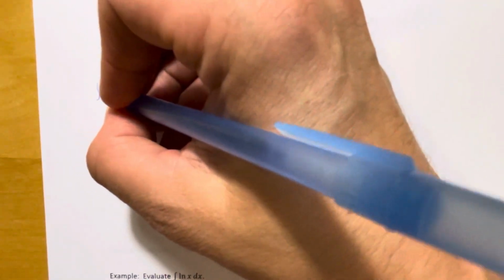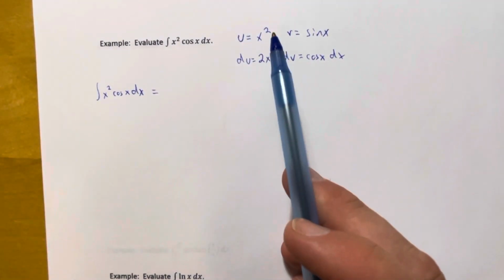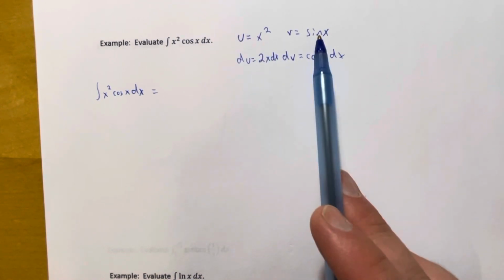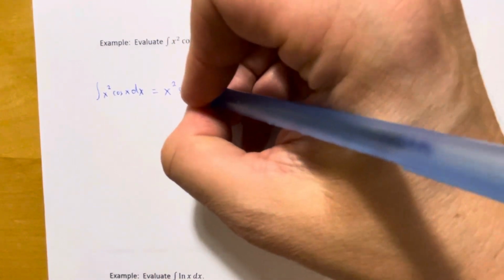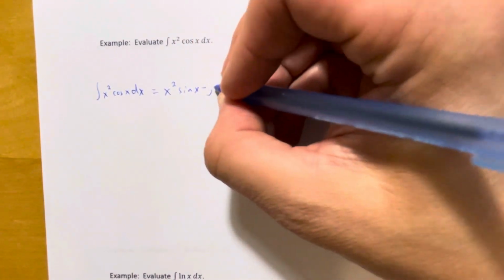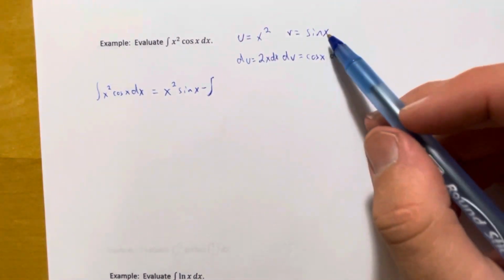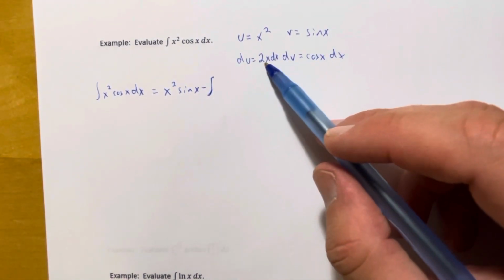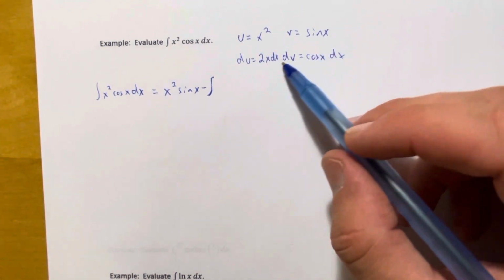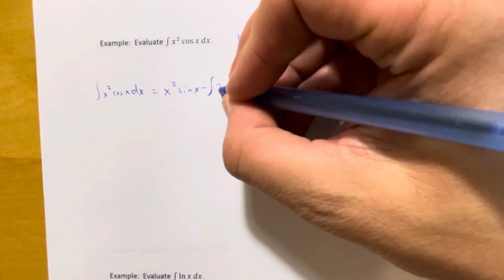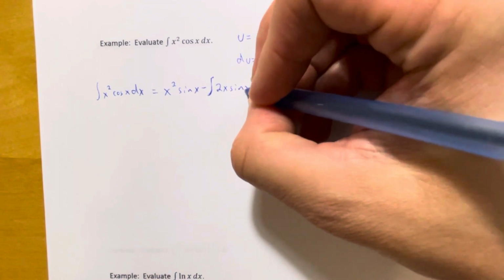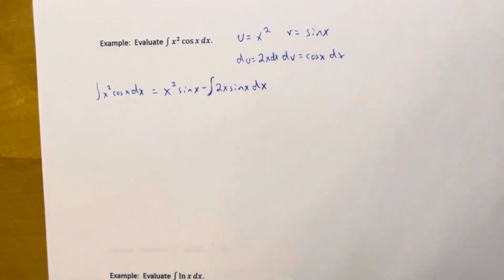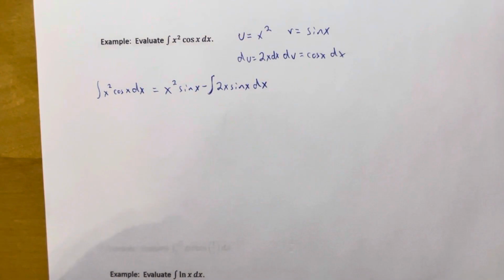The integral of x squared cosine of x dx is equal to what? Well, integration by parts first has me taking u times v, so it's going to be x squared times sine of x, minus the integral of v du. So that's 2x times sine of x, and then I'm going to put the dx at the very end, so that's 2x sine of x dx. Okay, so that's not bad. That's pretty nice. But what do we do from here?